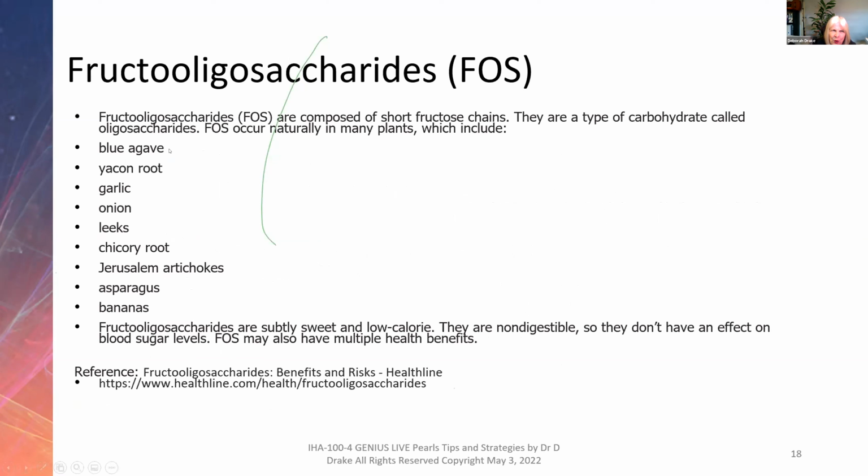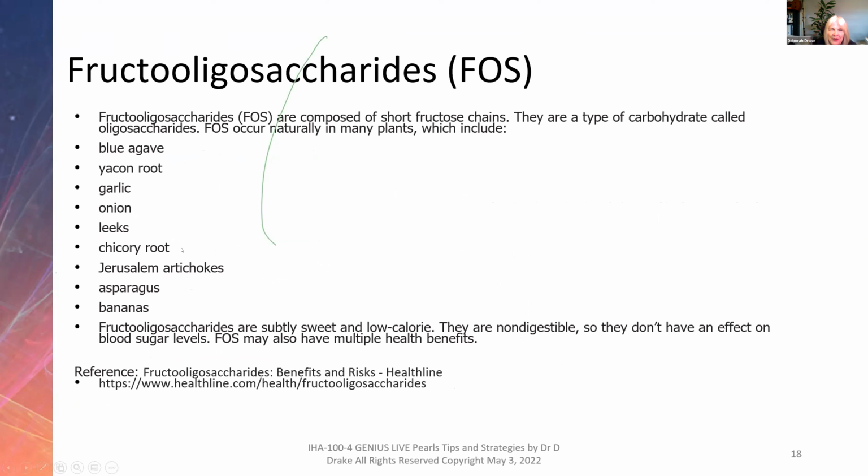Just the fructo-oligosaccharide rich foods are composed of short chains of fructose. They're usually a type of carbohydrate found in many plants, including blue agave, yacon root, garlic, onions, and leek. I just made a garlic, onion, leek, and potato soup, and boy, did I feel great after that.